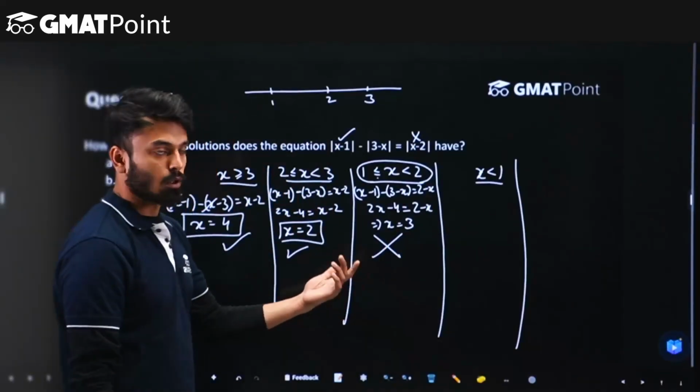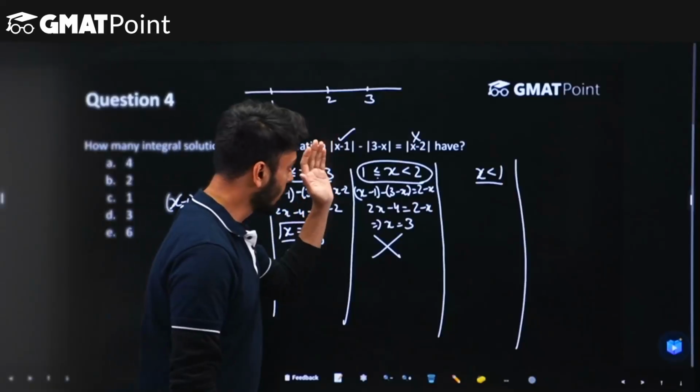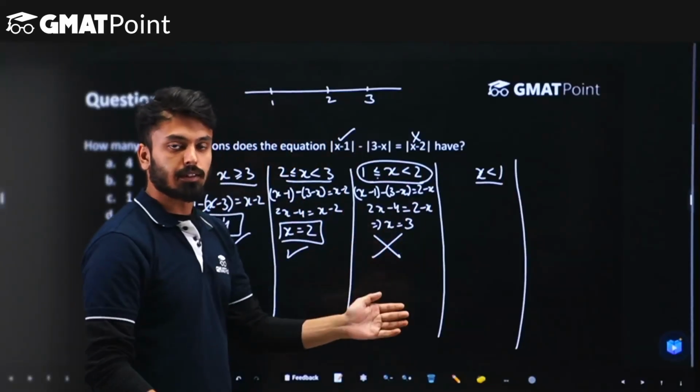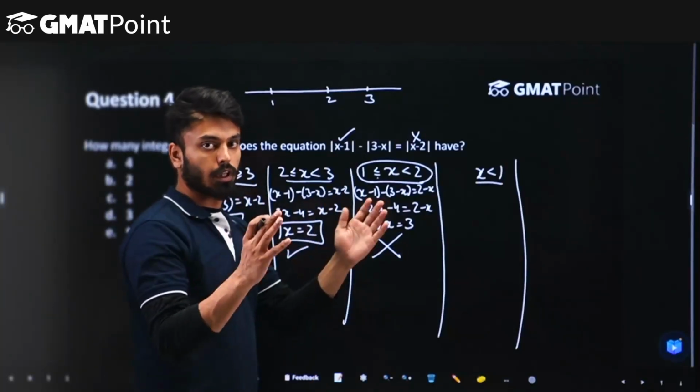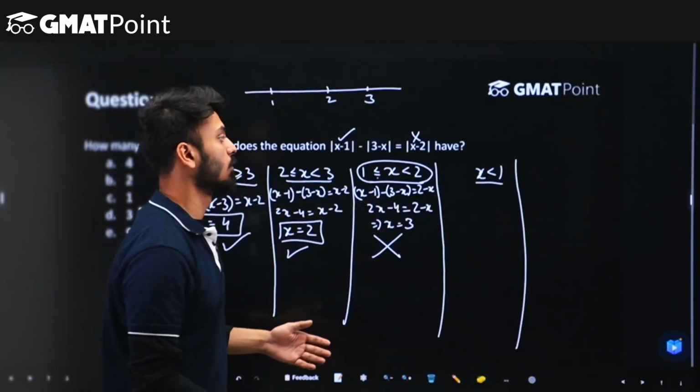Basically, in this case, what we are saying is that for x to be between 1 and 2, x equal to 3 is a valid solution. That statement makes no sense. I get a solution outside of the range I'm considering, so it's an invalid solution.